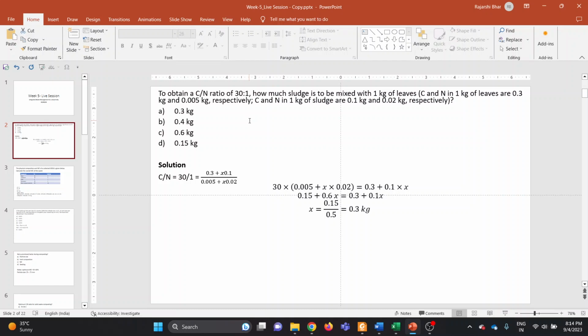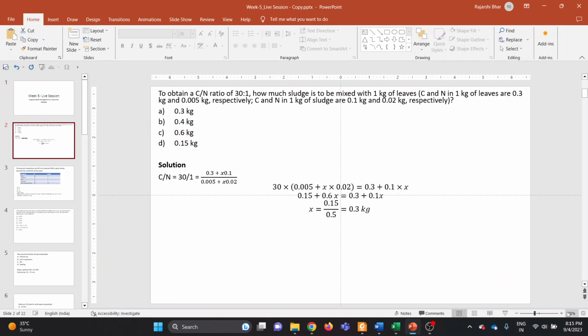was a numerical based one, where the desired C by N ratio of the compost has been shared with you, which is 30:1. What has been given is that sludge has been mixed with leaves, and you have a mix wherein 1 kg of leaves is already present. You have to externally add some sludge. 1 kg of leaves has 0.3 kg of carbon and 0.005 kg of nitrogen. Similarly, 1 kg of sludge has 0.1 kg of carbon and 0.02 kg of nitrogen. So you need to determine how much sludge should be added.